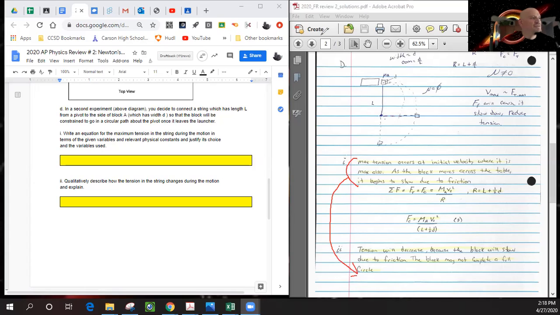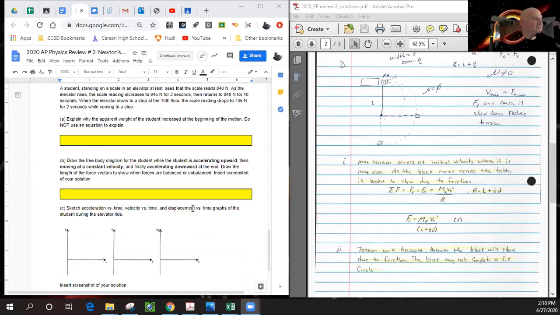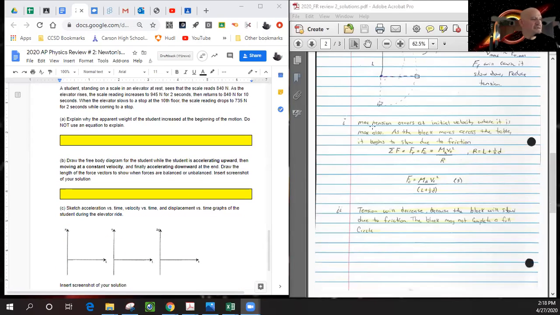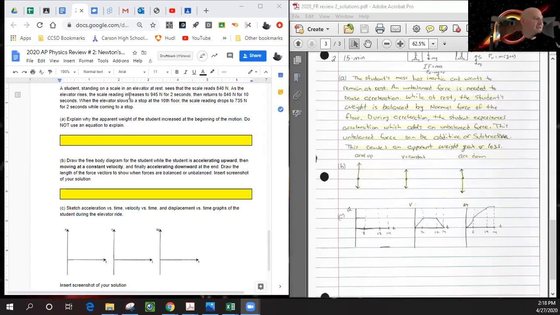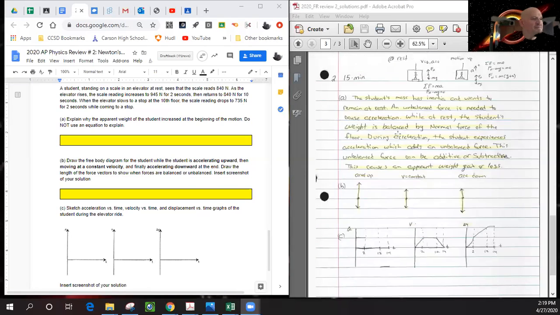Okay, all right, let's go ahead and clear all the drawings here, and let's scroll down to the next question. Okay, here's some stuff about an elevator ride. I'll go ahead and let you read the question here, and let's see how we can answer this question without using an equation. Okay, all right, so before I start the answering process here, I'm going to provide some ideas to myself.